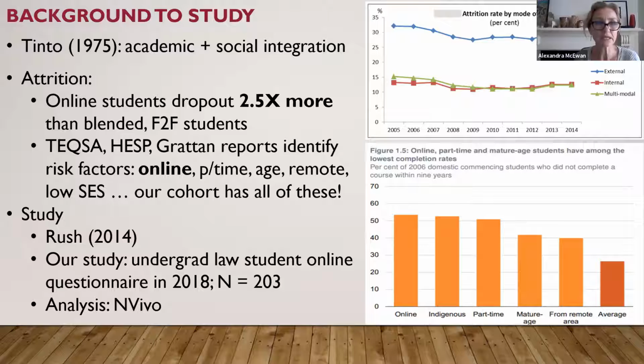Another recent study by the Higher Education Standards Panel, which was published in 2018, again found online study as a significant risk factor for attrition. But what's interesting is this third study that I want to talk about, which was published by the Grattan Institute last November, and it gives a bit more of a nuanced picture to this notion of online study as a risk factor for attrition.